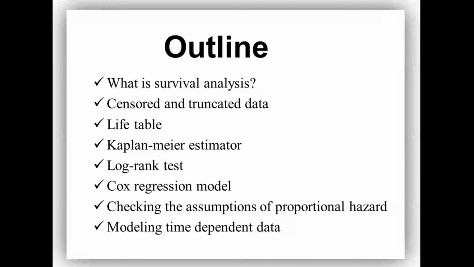We'll see what survival analysis is, we'll see censoring and truncated data. We'll see the life table, which is a type of survival analysis, the simplest type of analysis, of course. We will see Kaplan-Meier estimators, the log-rank test, Cox regression, and the assumption of proportional hazards, which is vital in survival analysis. We'll see all this anyway.